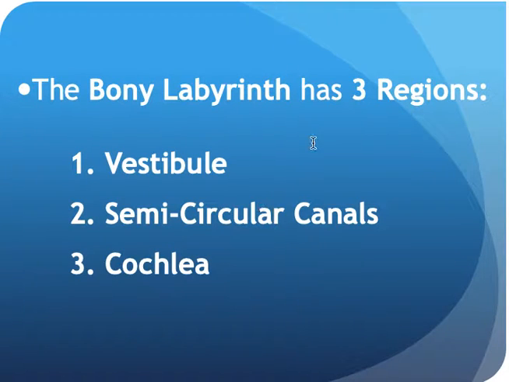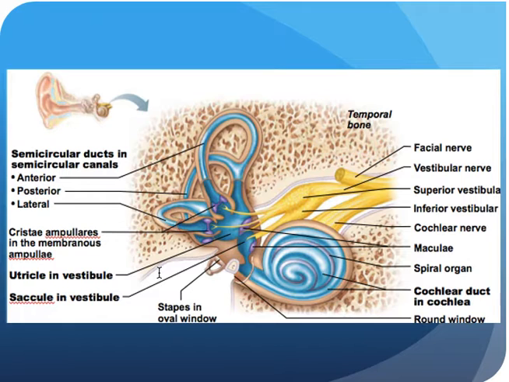So the bony labyrinth has three regions: the vestibule, the semicircular canals, and the cochlea. We want to be able to label them, and then we want to know what receptors are in each one and what the function of each is going to be. The cochlea is going to be more our hearing, okay? So again, we want to find these.